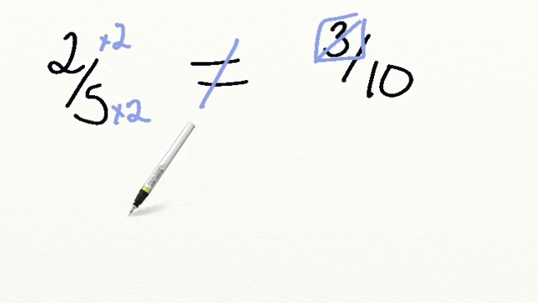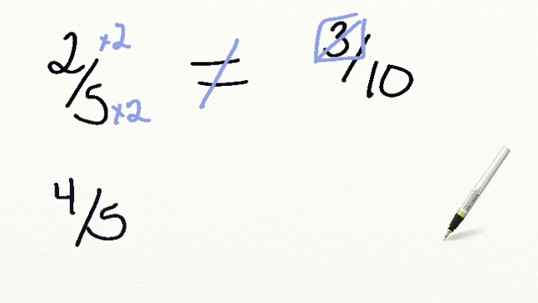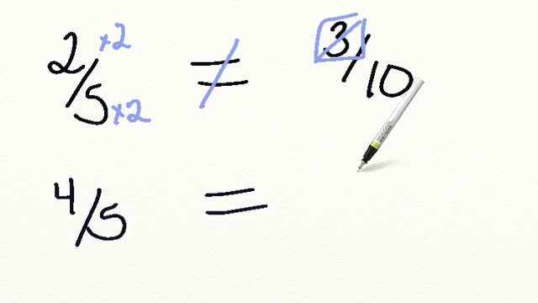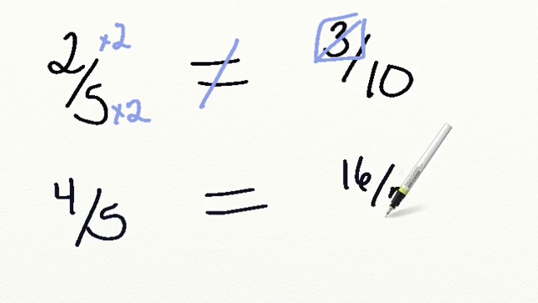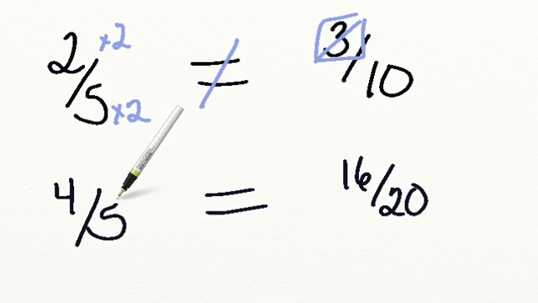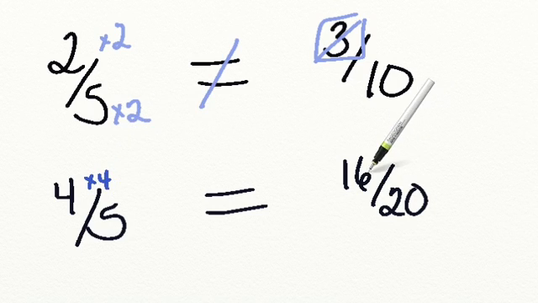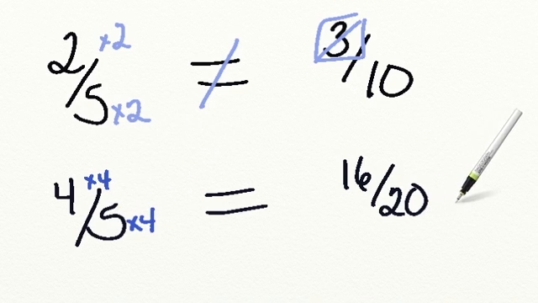Let's go ahead and try another one. If we have 4/5, is that equivalent to 16/20ths? Well, let's walk through our steps together. We know we can multiply 4 times 4 to equal 16. So that means we need to multiply our denominator by 4. 5 times 4 equals 20. All right, so that means that 4/5 is in fact equivalent to 16/20ths.